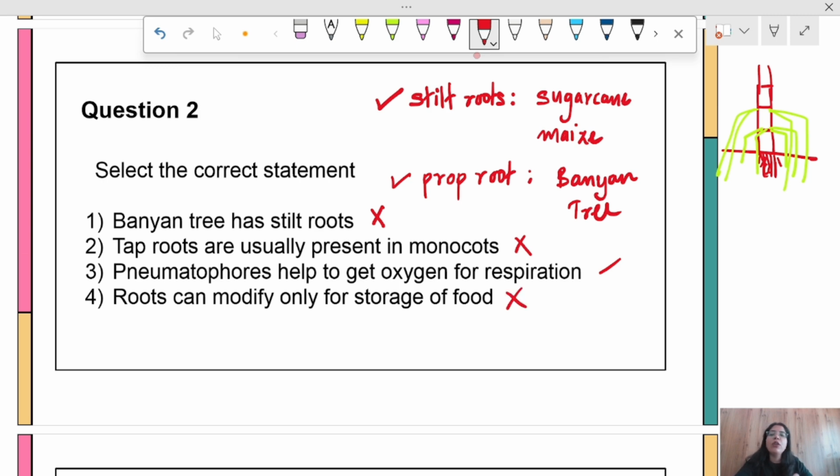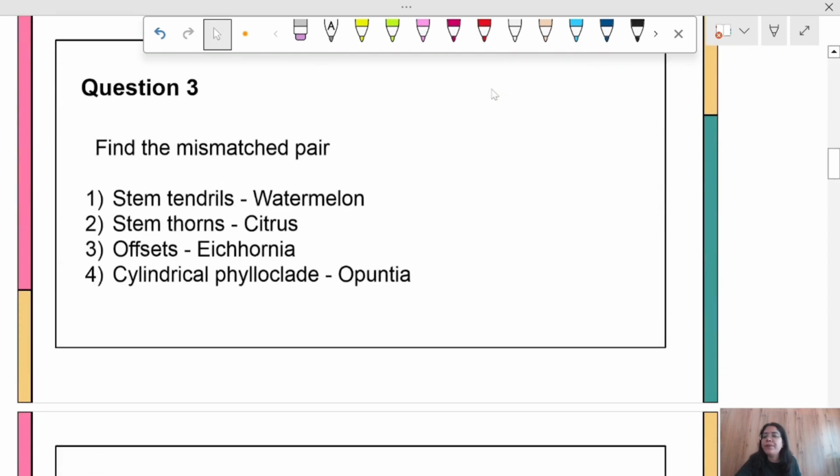Okay. Roots can modify only for storage of food. This is absolutely wrong. Roots can modify for so many purposes. They can get modified for storage of food. They can modify for nitrogen fixation. They can modify to provide mechanical support for climbing and so on, right? So many modifications are there. And even in the case of pneumatophores, the roots get modified to get more oxygen, right? So here the third option is the correct statement with respect to roots.